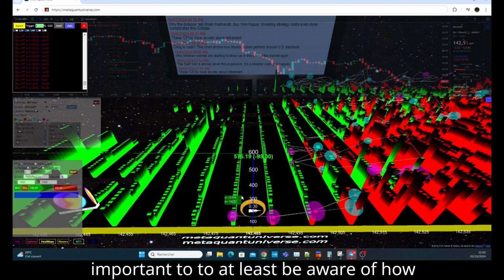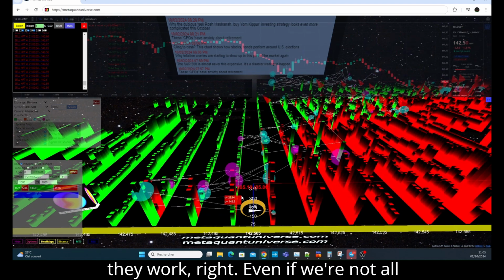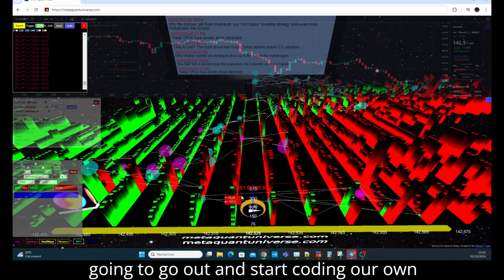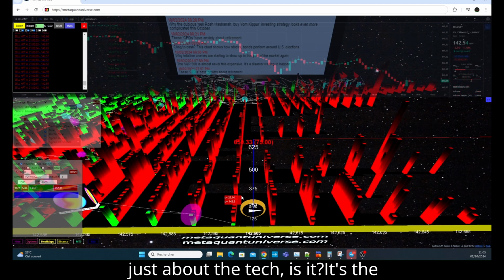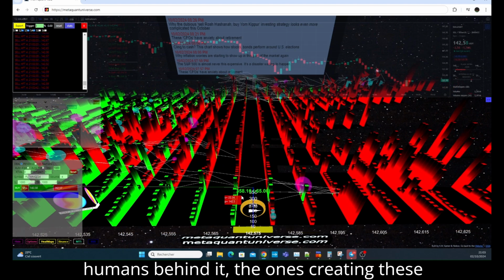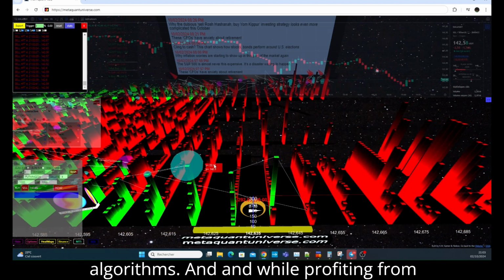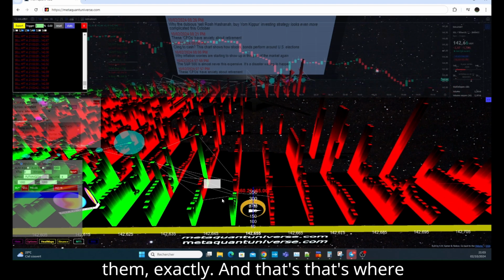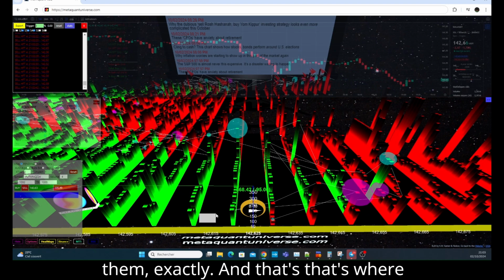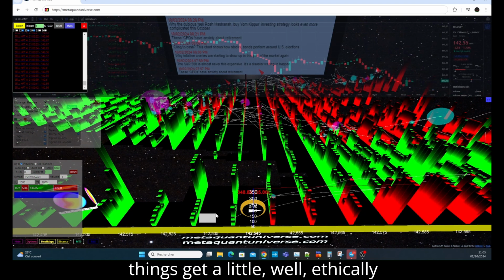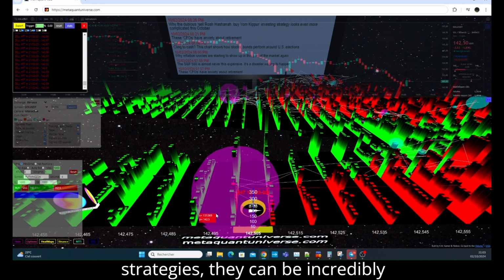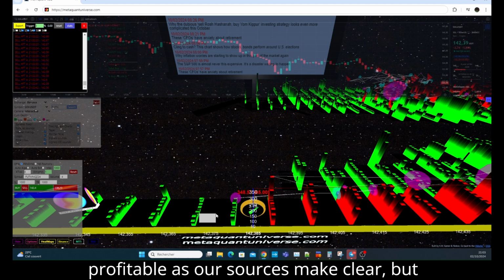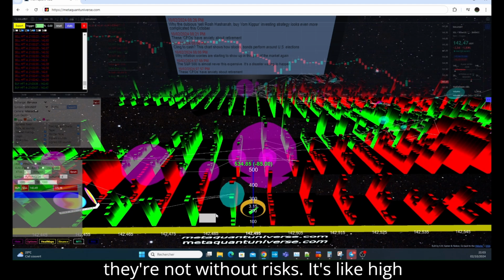Which is why it's so important to at least be aware of how they work, right? Right. Even if we're not all going to go out and start coding our own HFT algorithm. Right. Because it's not just about the tech, is it? It's the humans behind it, the ones creating these algorithms and, well, profiting from them. Exactly. And that's where things get a little, well, ethically tricky sometimes. Because these strategies can be incredibly profitable, as our sources make clear. But they're not without risks.